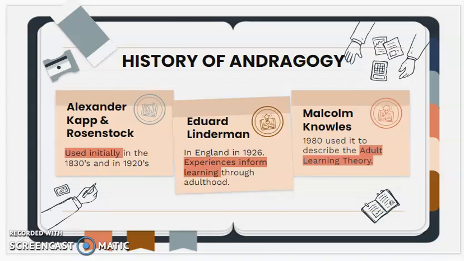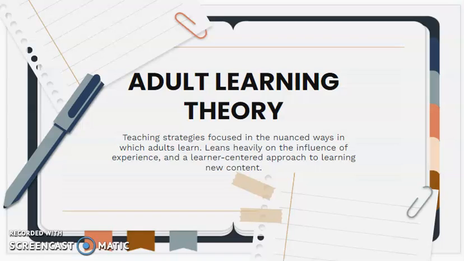classroom. Originally coined by Malcolm Knowles in the 1980s, adult learning theory is a set of principles and assumptions that allow educators to use andragogy, the teaching of adults, within their classroom.